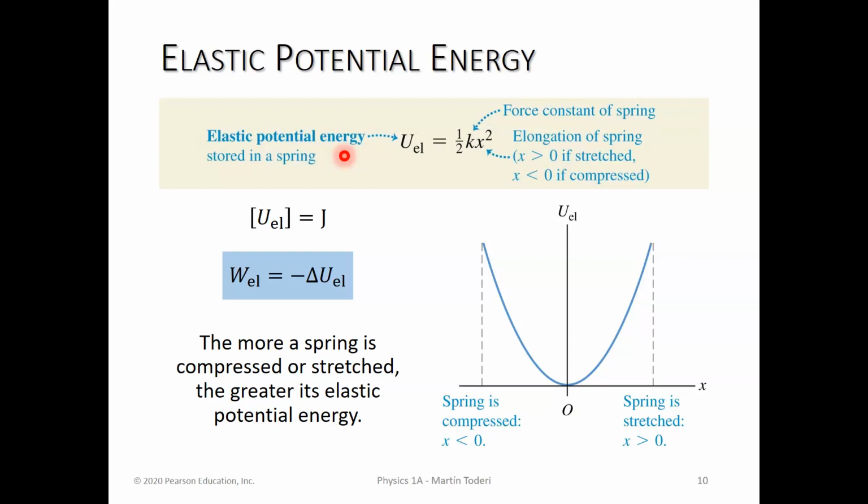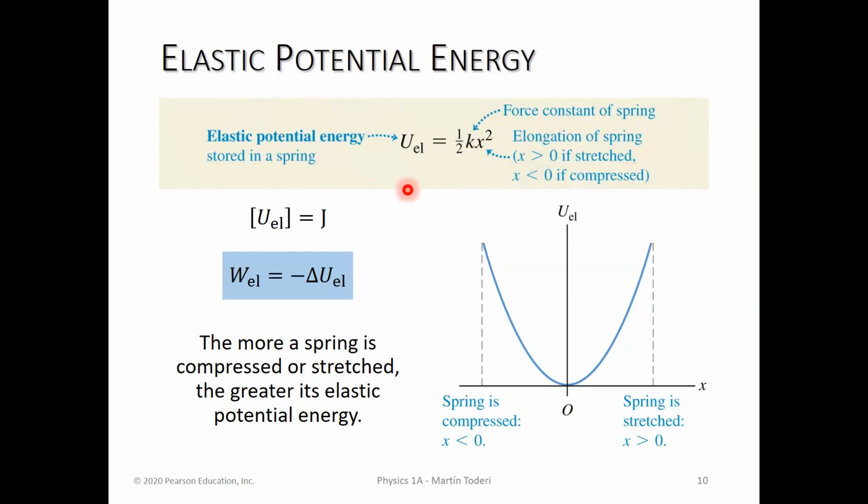It's the same reasoning that we applied before. So that would be 1/2 of k, the constant of the spring, and then we have the elongation of the spring, right? Which is positive if it's stretched, and negative if it's compressed. But this thing is elevated to the second power, so it's squared, and that sign won't change the sign of the elastic potential energy. So that's related to what we just saw.